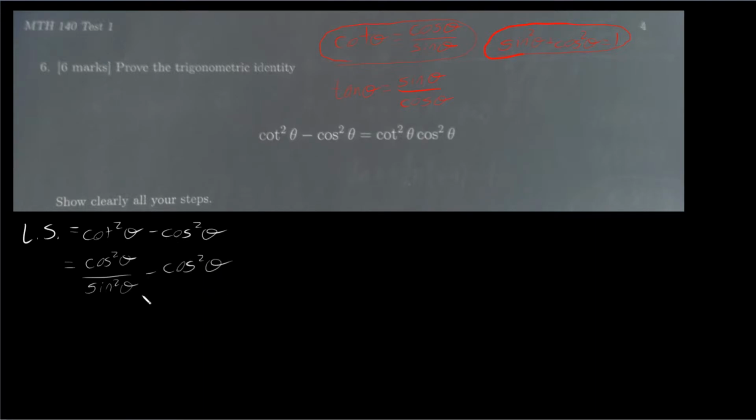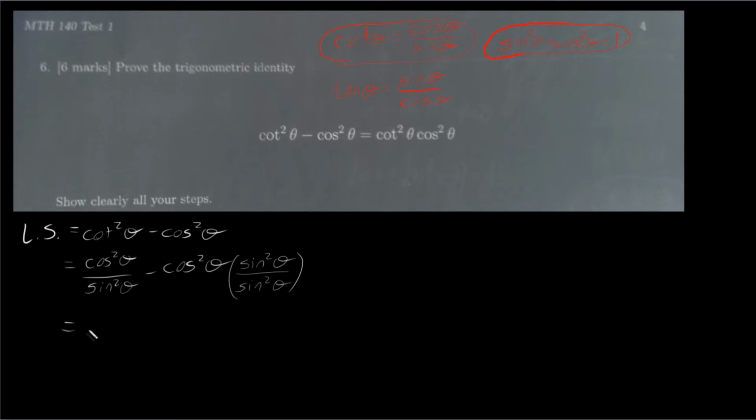Now let's make the denominator the same here. So what we can do is multiply this cosine squared theta term by sine squared theta over sine squared theta. So sine squared theta over sine squared theta is equal to what? This is equal to 1. So if you multiply something by 1, you're not changing it. And now we'll have the same denominator here.